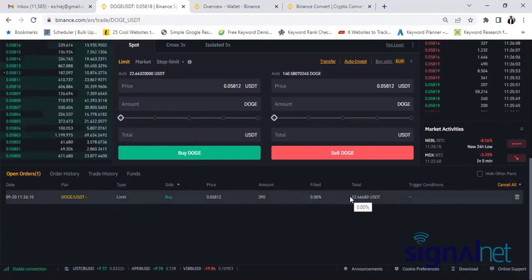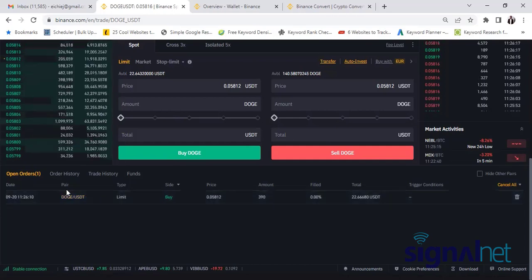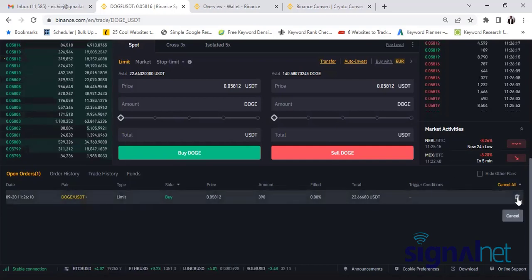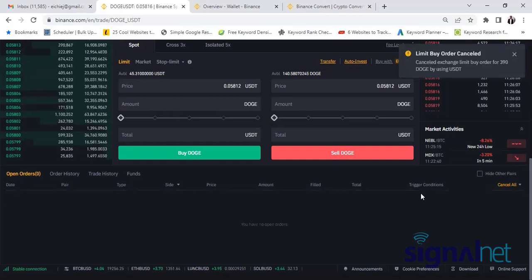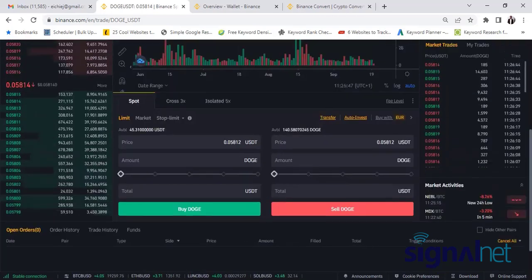Why? Based on the current market condition, it's going to wait until the market price falls to the actual price that I put in. Let me first cancel my order because I'm not ready for this live situation. Okay, so I've canceled that.